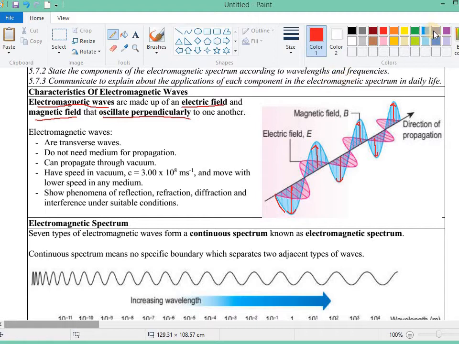Next is the electric field. The direction of oscillation of the electric field is to the right, to the left, to the right, to the left. You see, the direction of oscillation of the electric field is perpendicular to the magnetic field, 90 degrees. You see now? The electric field and magnetic field oscillate perpendicularly to one another, that means they oscillate at 90 degrees to one another.